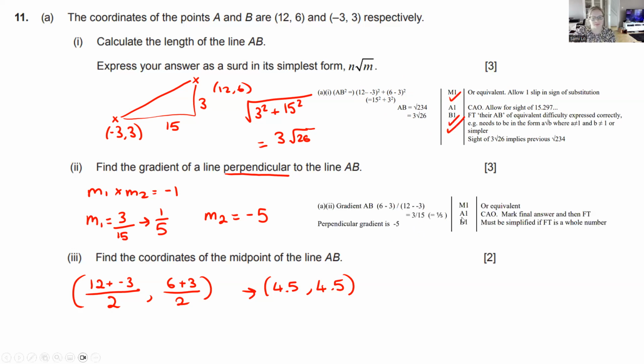A second question. So the gradient 6 minus 3 over 12 minus, so that the 3 over 15 is what we've done. So that gave us our M1 and our A1. And then the perpendicular of -5. Brilliant, so another 3 marks there. And the last point, so showing that we're adding them together and divided by 2, gives us our M1 and our A1 is for our answer of 4.5, 4.5. You could have left that as a fraction if you wanted to. I normally do, so it's up to you personally what you want.